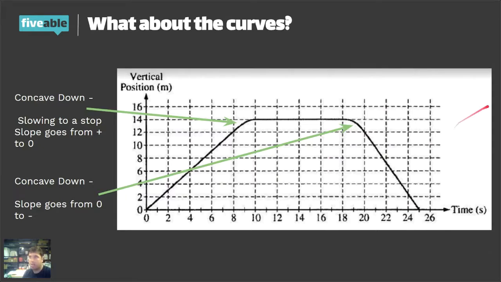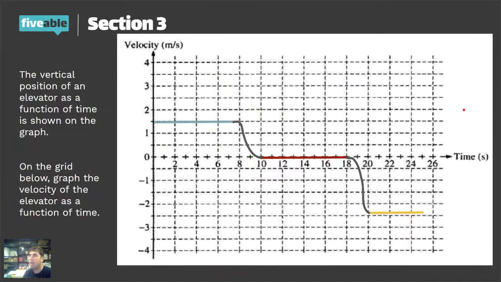So in this case, we're just going to kind of go through and wing it. My slope starts off here and then it curves down to 0. And then we're at 0. And then we curve down to the 20 range on that.